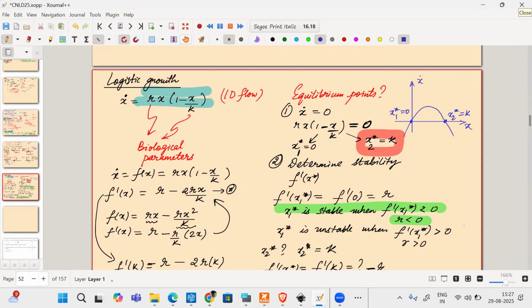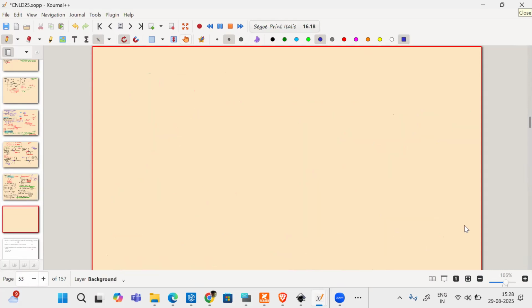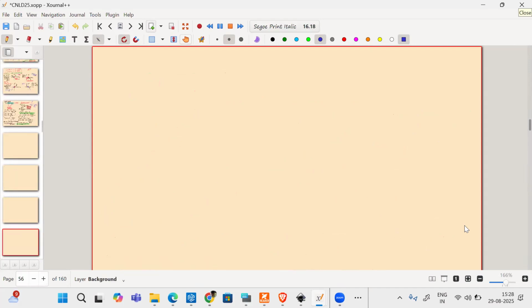Yes, intersecting. So what does it mean? The y-axis is x dot. That's what you are plotting, right? So if it intersects here, what does it mean at this point? X dot equal to 0. The y-axis is 0, right? You agree to that, right? Okay, so fine. That's the idea behind it.